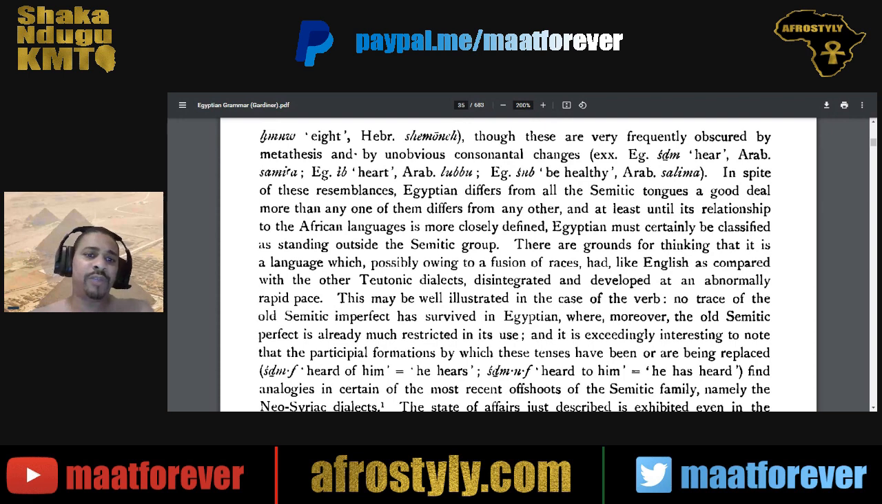In spite of these resemblances, Egyptian differs from all Semitic tongues a good deal more than any one of them differs from any other, and at least until its relationship to the African languages is more closely defined, Egyptian must certainly be classified as standing outside the Semitic group.